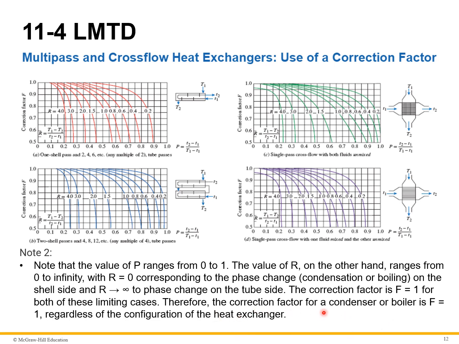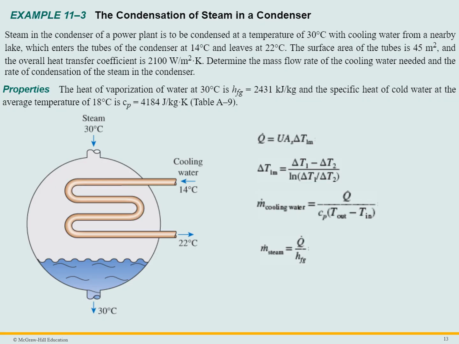So therefore, the correction factor of a condenser or a boiler is 1 regardless of the configuration of the heat exchanger. In the real world, you're going to know whether you have a heat exchanger, or a boiler, or a condenser. In the problems, you're going to have to pay attention to the wording of the problem. So for example, let's take a look at example 11.3.